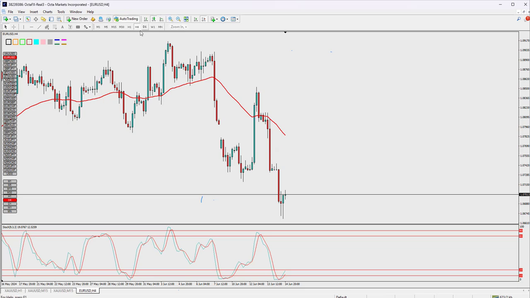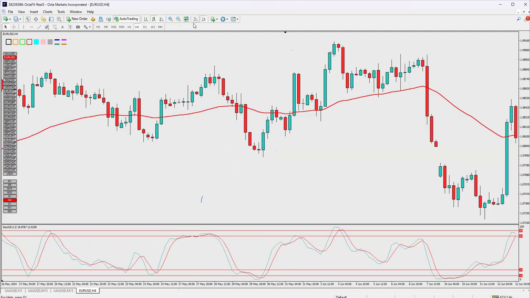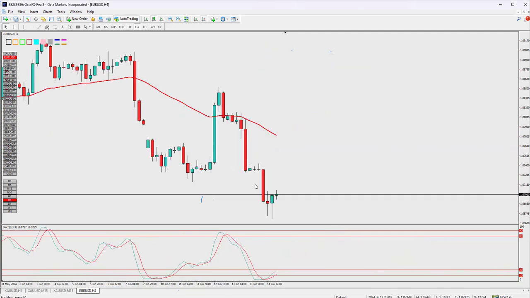Because we are intraday, we do our analysis up to daily. But if you are a swing trader, you can use weekly, daily and H4. For me, I'm an intraday trader, the maximum I go is daily. So daily, H4, H1. After identifying that, you look at the stochastic, you see it's down there. Now we look for the roadblocks.